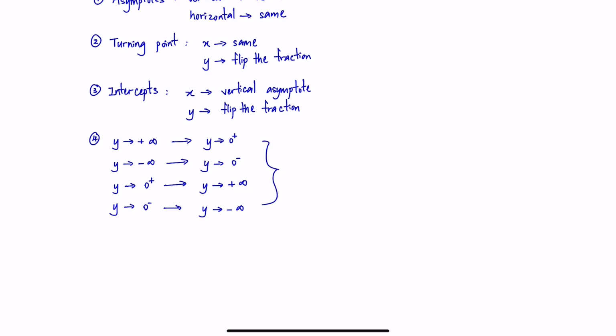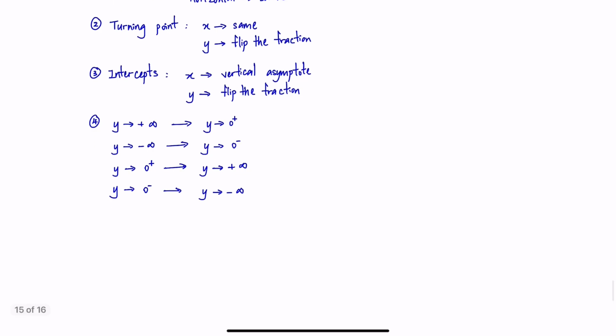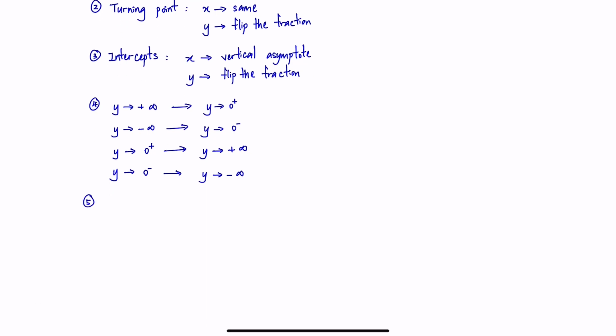For this part, I know it's a bit confusing. I will explain it later. And lastly, f(x) and 1 over f(x) meet at y equals 1 and y equals negative 1. That means at y equals 1 and y equals negative 1, both of the graphs should meet. That means they should have the same x and y coordinates at y equals 1 and y equals negative 1.